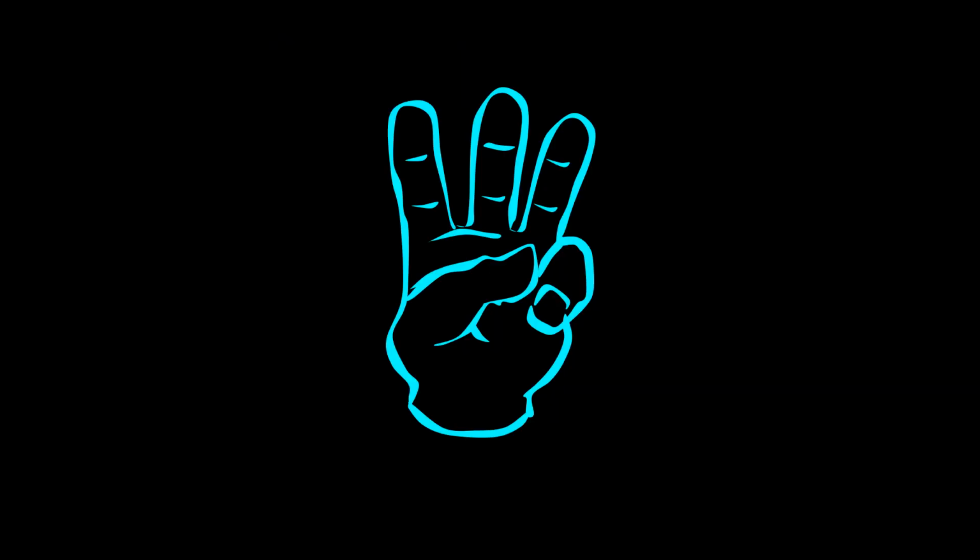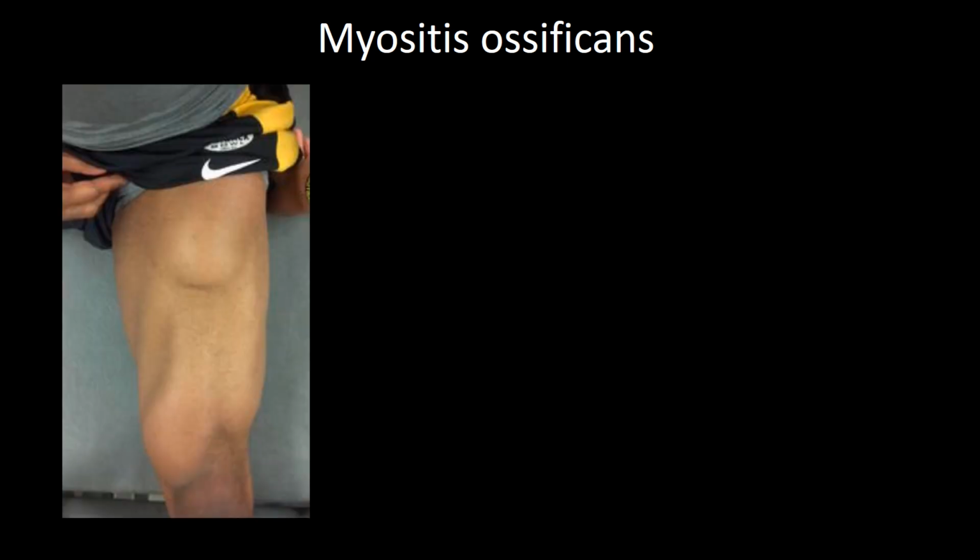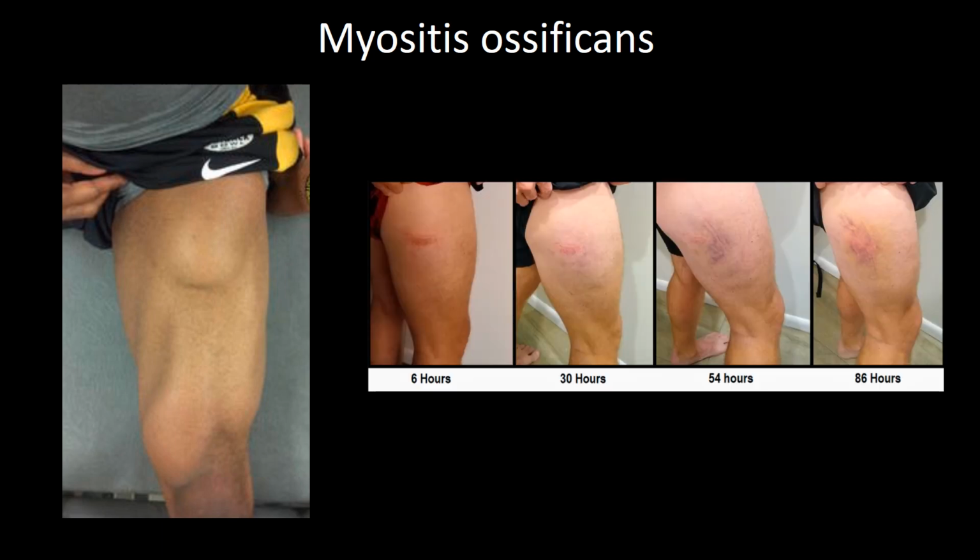The third condition listed in this question is myositis ossificans. This condition presents as a painful, tender, enlarging mass, usually in a large muscle of the extremities, often the quadriceps. Myositis ossificans usually occurs following a local trauma, leading to an intramuscular hematoma, although a definite traumatic event is not always recalled.